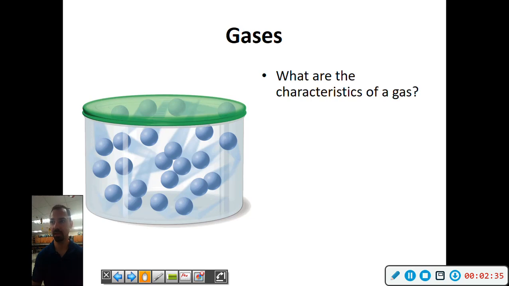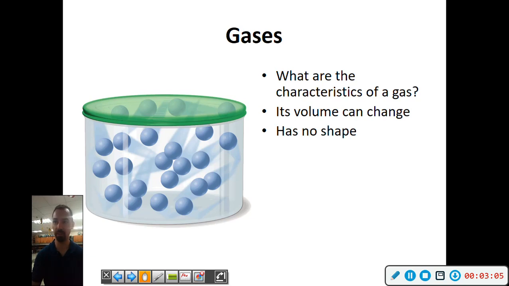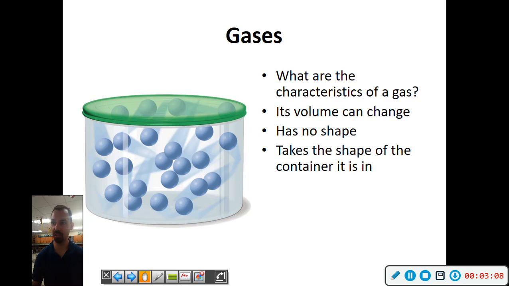Gases, on the other hand, the volume can change according to the container it's in. Gases will take on the shape of the container, once again just like the liquid, except it will take the whole shape of the container. A good example is when you get propane for your barbecue, the propane spreads out into the whole container that you get it in. So again, it has no shape. It takes the shape of the container it's in, very much so, more so than liquid does. And the molecules move freely around.